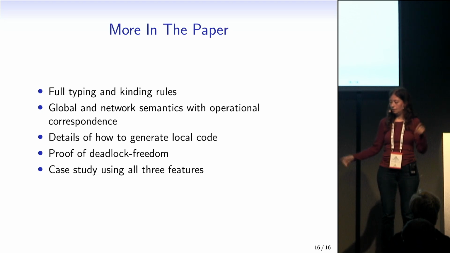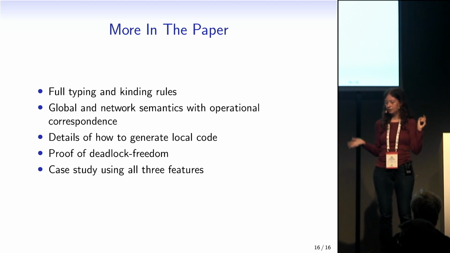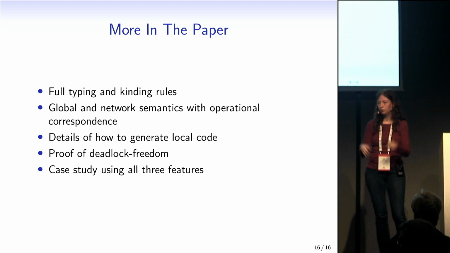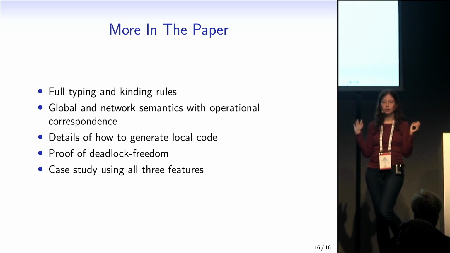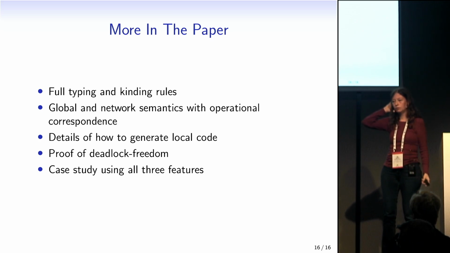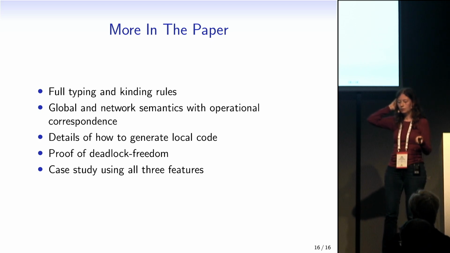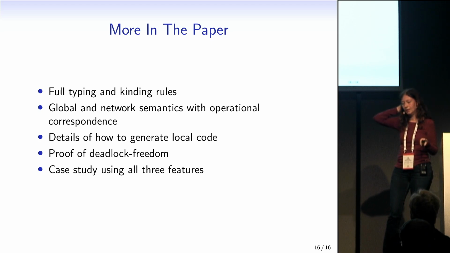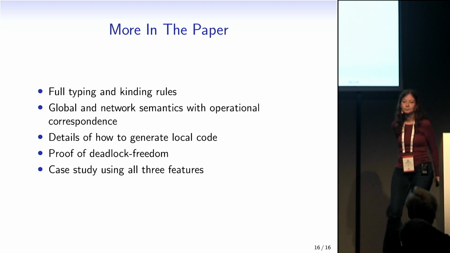Yeah, if you read the paper, you'll find the full thing. We got full semantics, full typing, kinding, generation of local code, and we got some proofs of the standard choreographic properties, operational correspondence between the global and local semantics, and deadlock freedom proof.